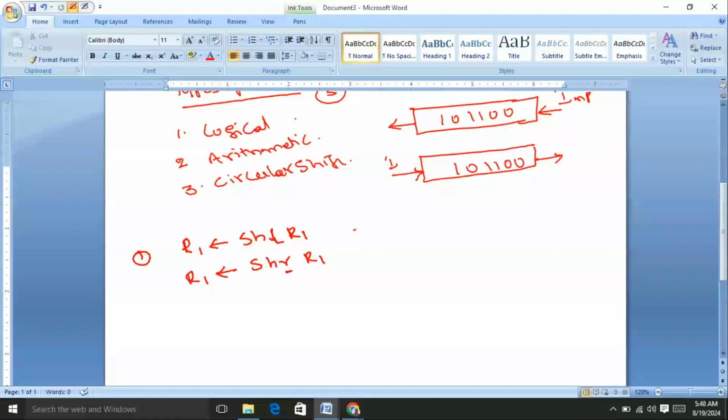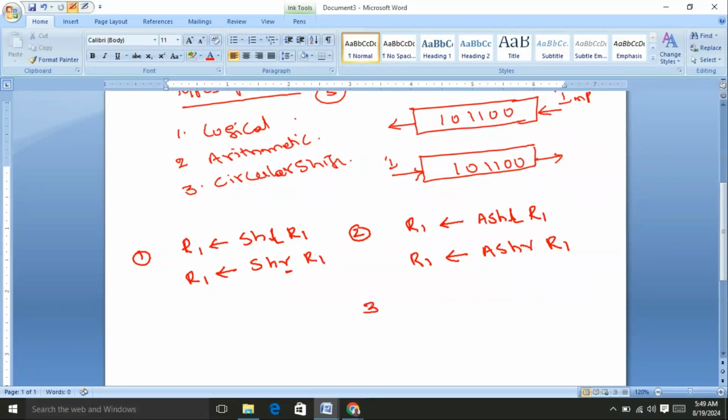The second one is the arithmetic shift. I write R1 is replaced with ASHL of R1. The content of the register R1 is arithmetically shifted one bit left, and R1 is replaced with ASHR of R1. The content of the register R1 is arithmetically shifted to the right one bit. So this is the arithmetic shift.